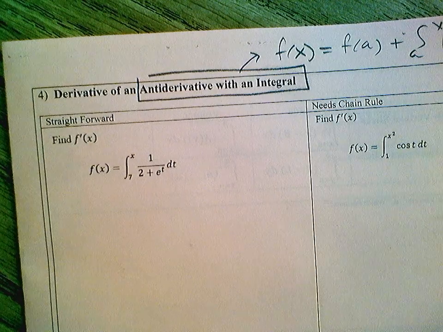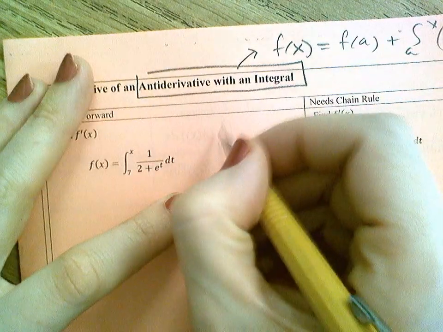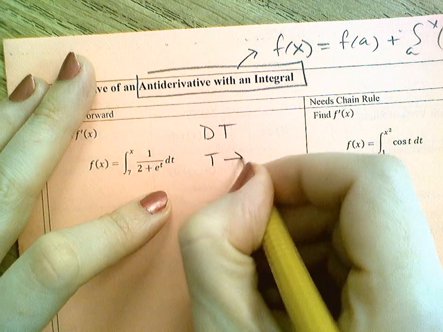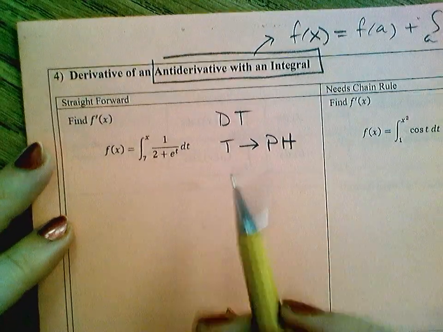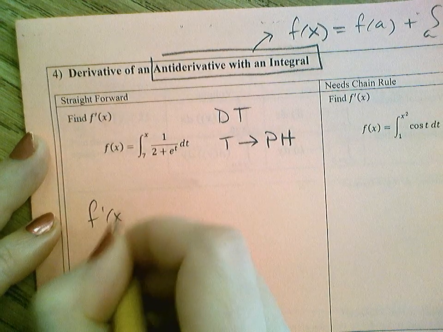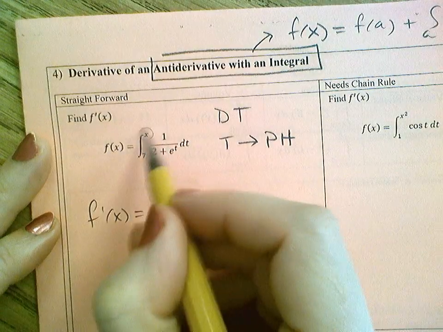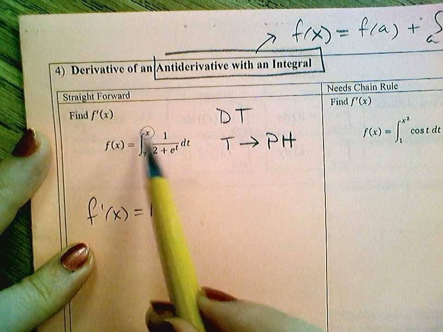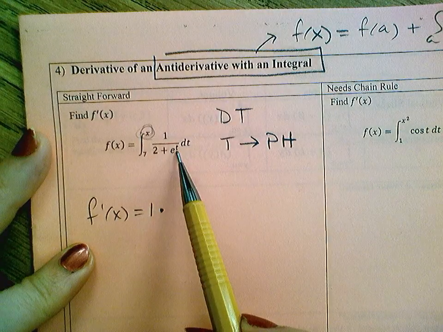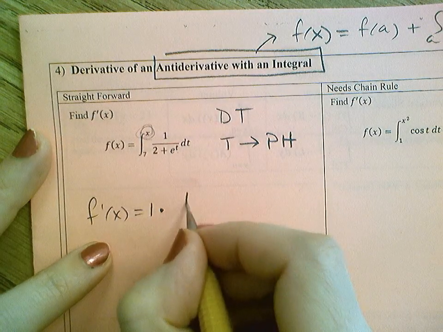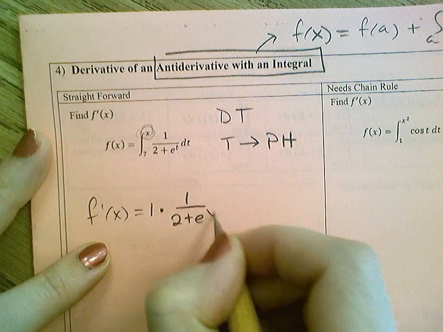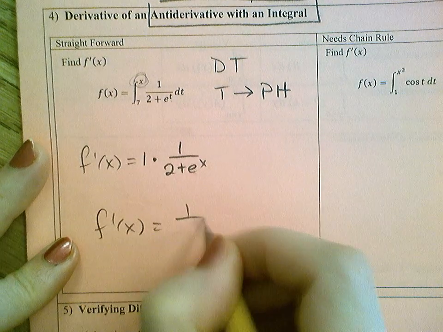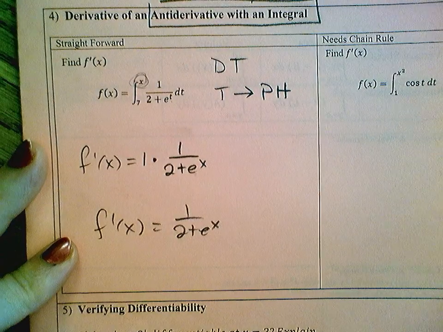Okay, but anyway, we have a fast trick for this, and it goes dt, and then top goes in for placeholder. So f prime of x equals the derivative of the top. The derivative of x is 1 times the top goes in for the placeholder. The placeholder is t, so it's 1 over 2 plus e to the x. Okay, so f prime of x is 1 over 2 plus e to the x.